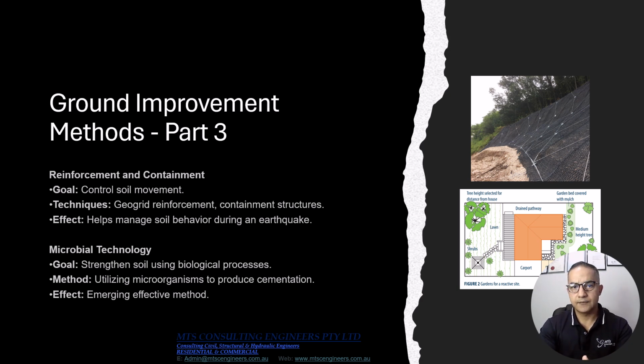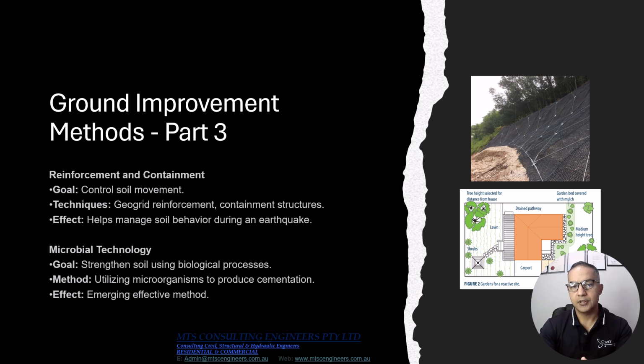Another set of techniques falls under reinforcement and containment. The goal here is to control soil movement during an earthquake. Techniques include using geogrid reinforcement or building containment structures to help manage how the soil behaves.